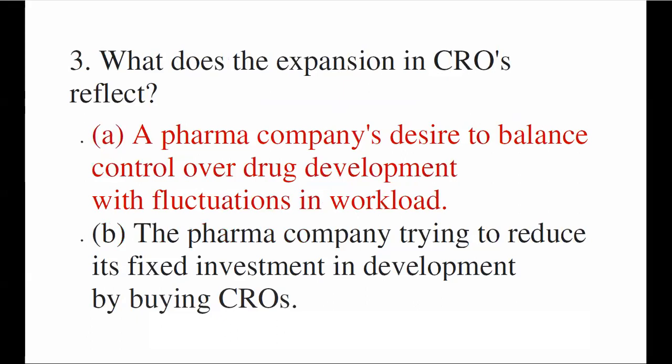So among these four, the correct answer is A, that is a pharma company's desire to balance control over drug development with fluctuations in workload. So what does the expansion in CROs reflect? The expansion in CROs reflects a pharma company's desire to balance control over the drug development with fluctuations in workload.